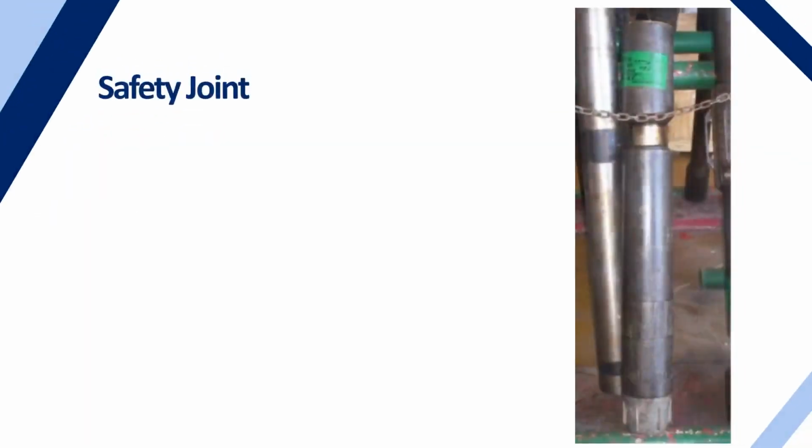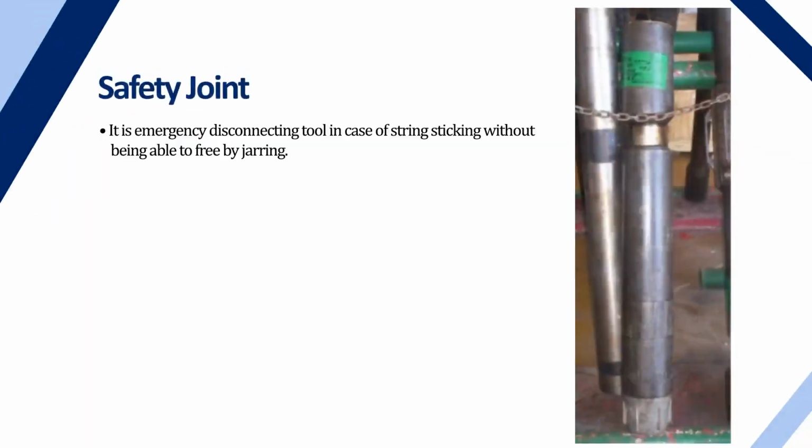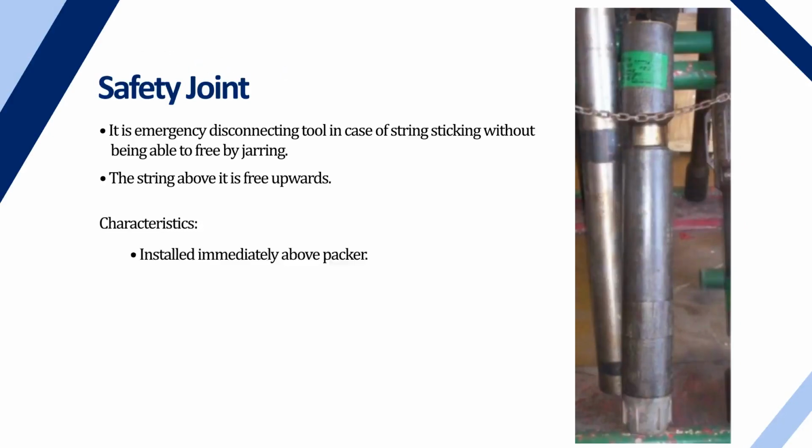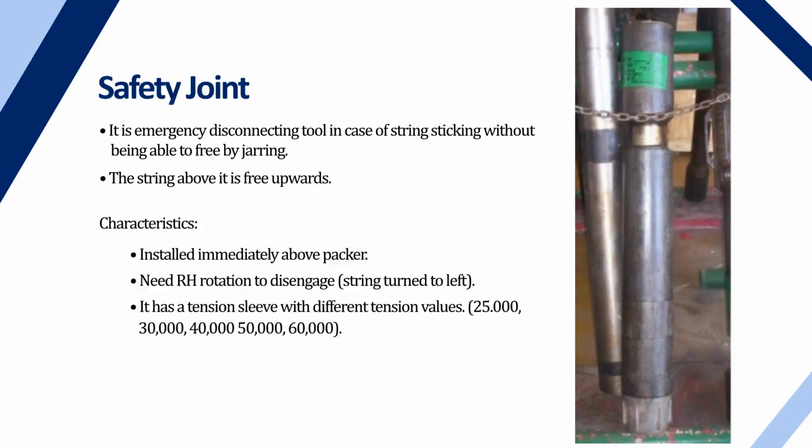Safety joint. It is an emergency disconnecting tool in case of string sticking without being able to free by jarring. The string above it is free upwards. Characteristics: installed immediately above the packer. Needs RH rotation to disengage, string turned to the left. It has a tension sleeve with different tension values.